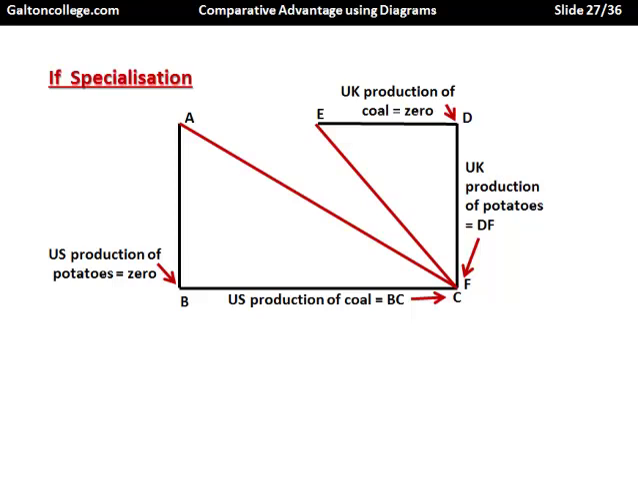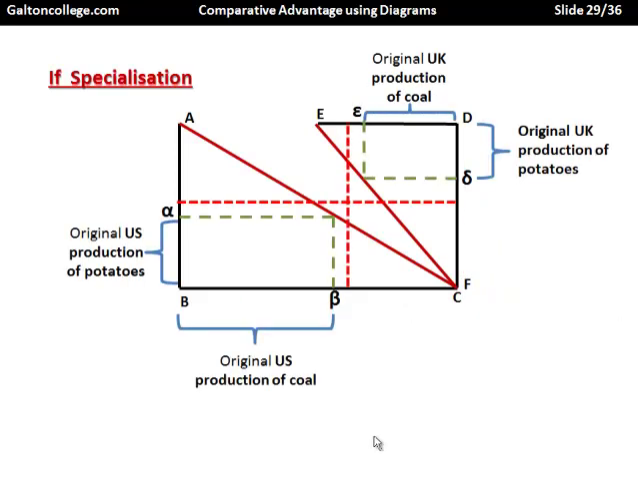So, this is our diagram. Well, I've taken away a few of the lines. But say the US production of potatoes equals 0 at the point B, and the production of coal is BC. It's over here. So if America produces no potatoes, it'll produce all coal at the point C. UK production of coal is 0 at this point, and their production of potatoes could be DF. That's just to drive home the points we were making earlier.